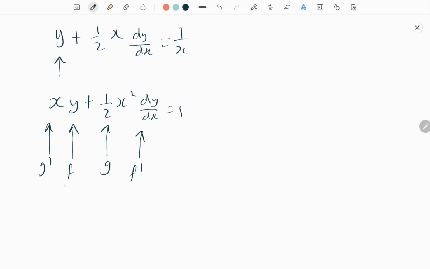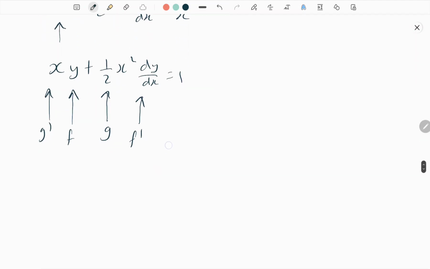So it's just like that product rule. First differentiate second plus second differentiate first. It's got that same form. So this is just the derivative of our two functions, a half x squared and y, and that's equal to 1.